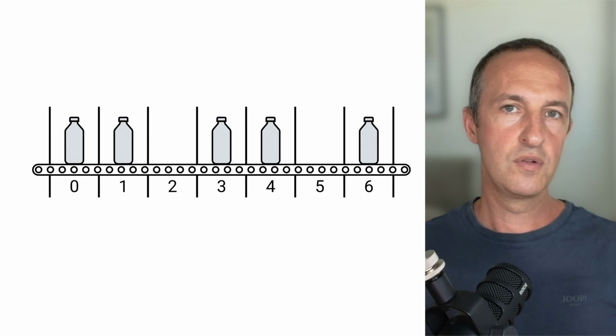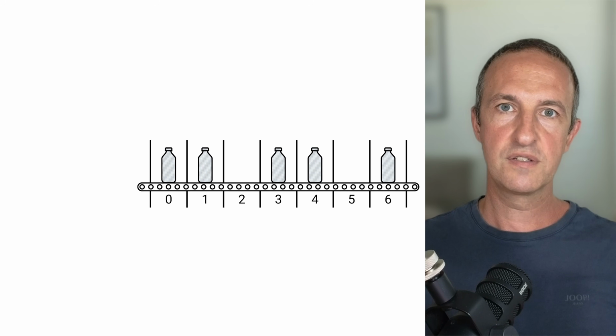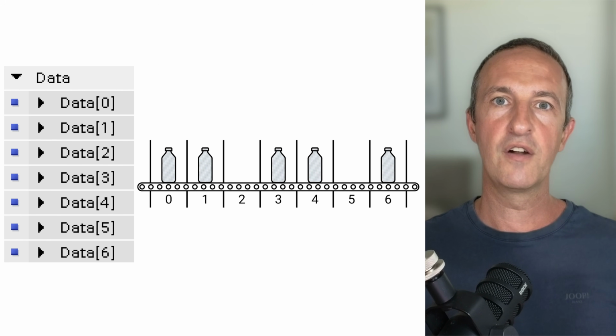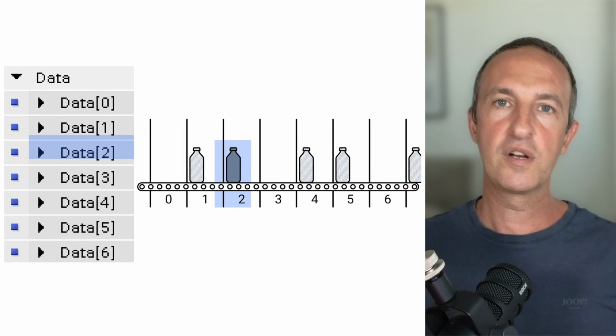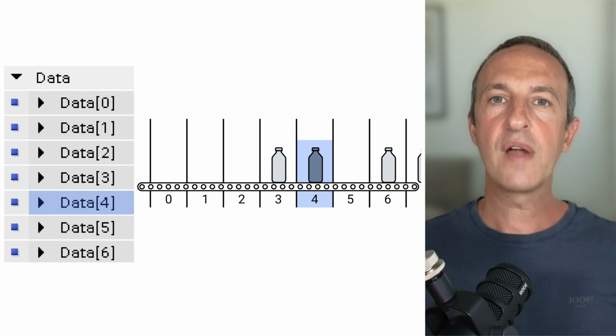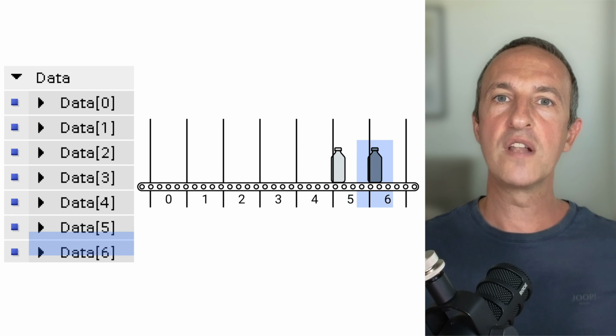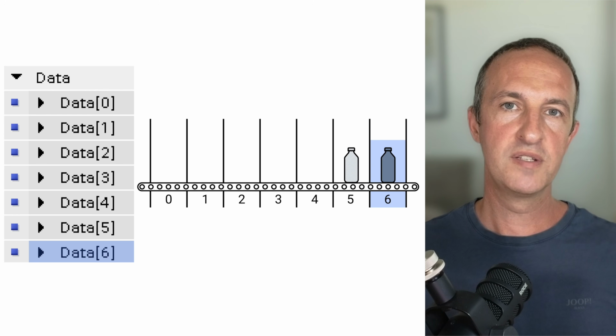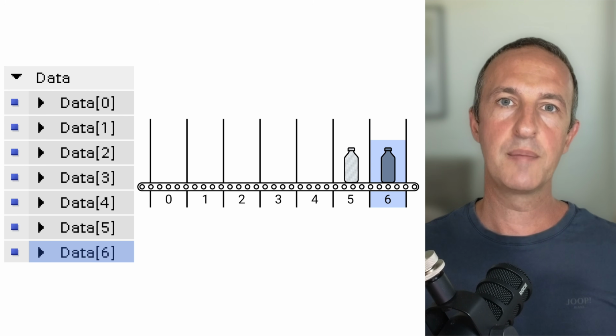And each of these zones, each of those physical positions on your conveyor belt, matches up with the position in your shift register array. Now as a conveyor moves forward, the data in your shift register moves along with it, keeping track of each product as it moves from one zone to the next. It's a straightforward way to map real-world movement to data inside your PLC application.